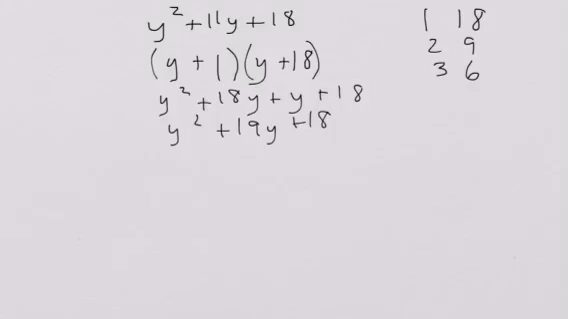So if we compare that to our original, we see that that's not going to work. So I'm going to cross off my 1 and 18 on my list. Now I'll go to my 2 and the 9.